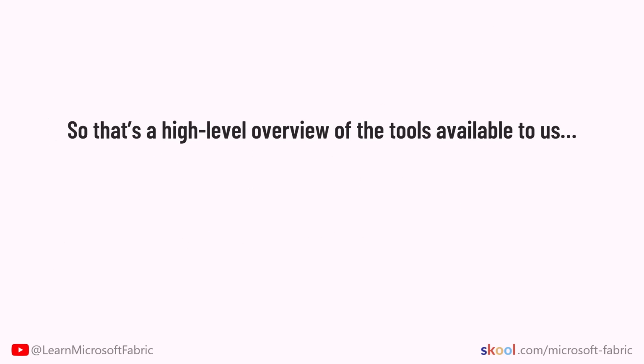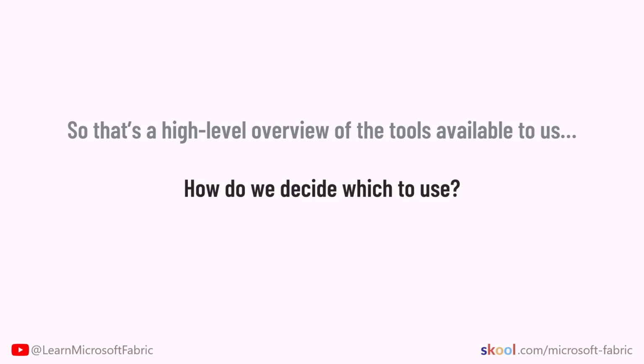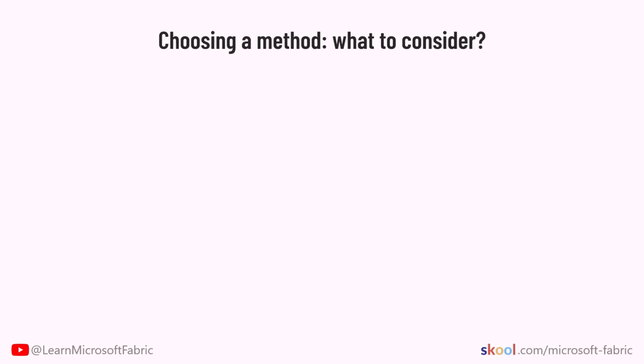So that's a high-level overview of the tools available to us. How do we decide which to use? Well, to summarize everything that we've talked about here, I just want to go through a few key considerations that we should bear in mind when you're choosing a method for getting data into Fabric. So the first one is the need for real-time data. If you have a requirement where you need near real-time data, then it's going to be pushing you towards a shortcut and database mirroring when it's eventually released.